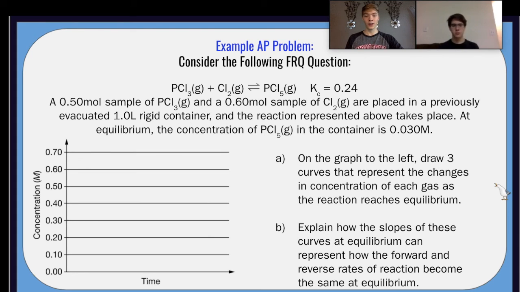So for A, on the graph to the left, you're going to need to draw 3 curves that represent the changes in concentration of each gas as the reaction reaches equilibrium. And for B, explain how the slopes of these curves at equilibrium can represent how the forward and reverse rates of the reaction become the same at equilibrium.